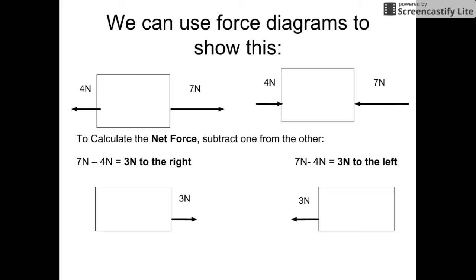So in this example, we've got the answer for the force diagram. You need the amount of newtons you have as your resulting force, and then the direction of the object moving. So you need to draw an arrow when you're doing force diagrams.